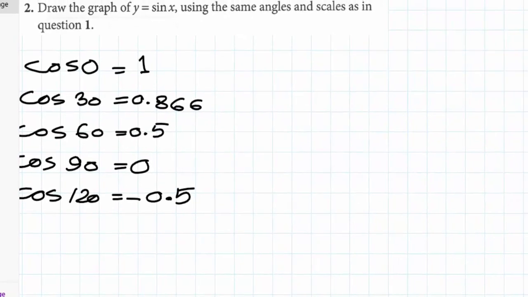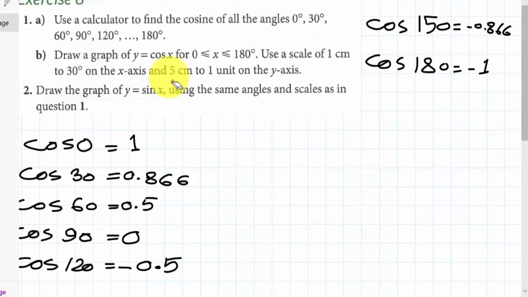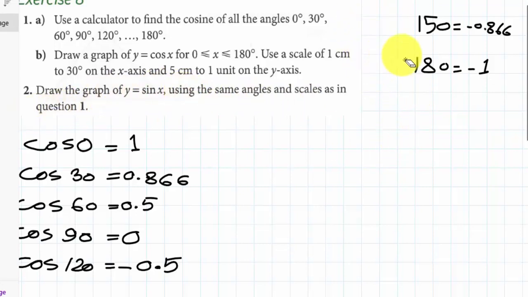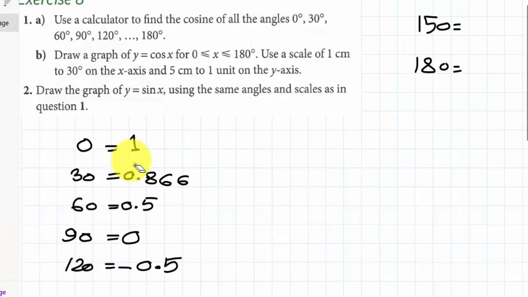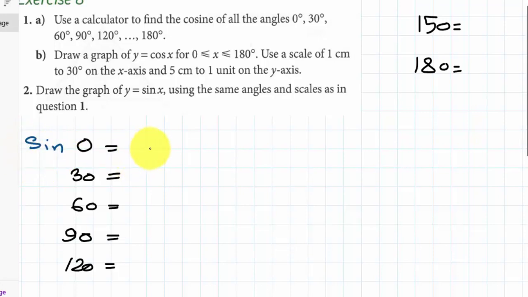This time it's the same idea, but this time we need to do it for sine. Look, draw the graph of y is equal to sine of x using the same angles and scale in question 1. So we're going to find cosine. We got the cosine of all the angles. Now we're going to find the sine of all of these angles. Okay, sine of 0 is equal to 0. Then 0 plus 180. Look, these two numbers together, when you add them, it's 180. So their sines are equal. Sine of 180 is 0.